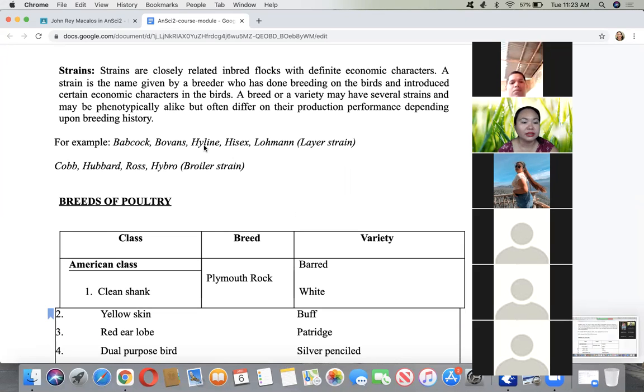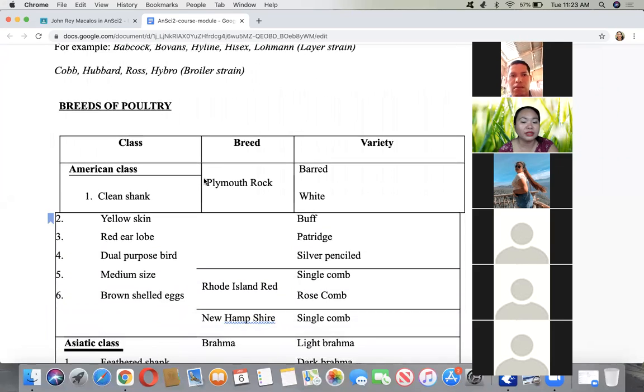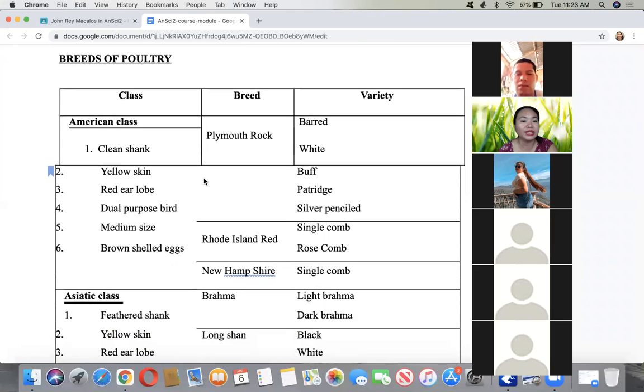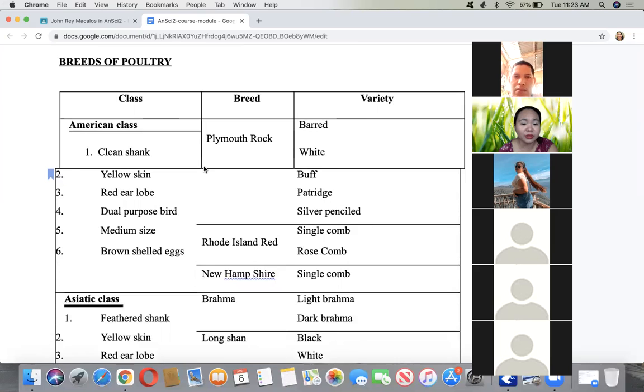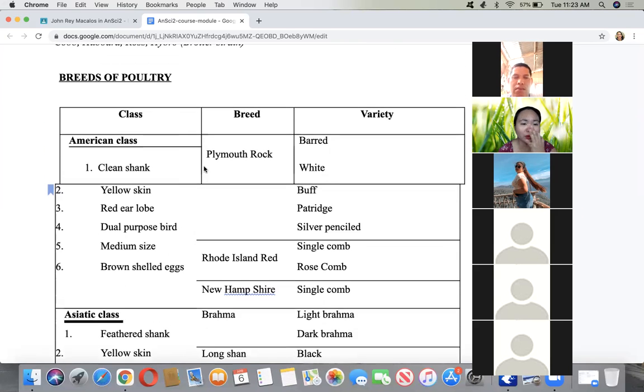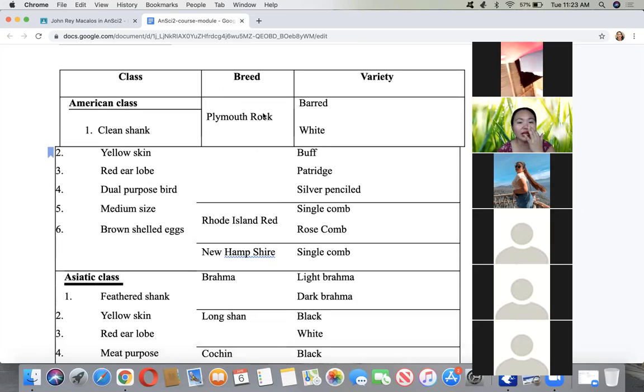So for example, we have the Bobcat, Bovans, Highland, Lowman, Cobb, Hubbard, Ross, and Highbrow. So there, I have here the different breeds of poultry. I'm sorry, the table got a bit messed up. So we have the American class and its breeds. Usually the American class comes from the American breeds, no? And these are the different breeds which are under the American class and the different varieties.